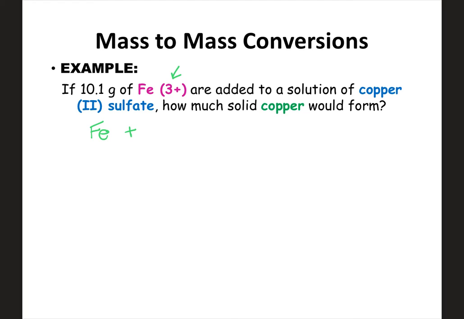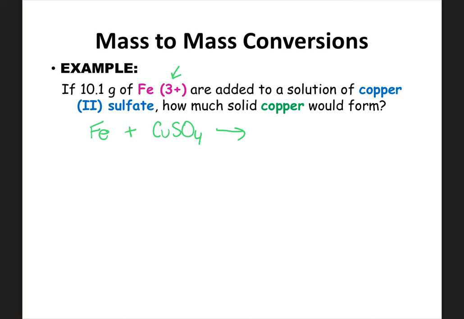So when you do your symbols, charges, crisscross, they actually cancel. The Cu is 2 plus, the SO4 is 2 minus, so it's just CuSO4. And they're asking you how much solid copper would form. But you need to realize that's not the only product here. You have to be able to analyze this, use your types of reactions to figure out what's going on.